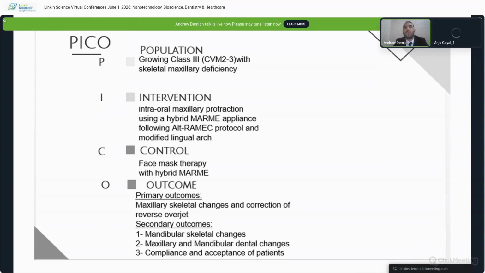Our population here has to be growing patients, usually cervical vertebral maturation stage 2 to 3. And we, of course, compared the intraoral versus the face mask. Our primary outcome was to see how much maxillary skeletal change there was and the correction of the reverse overjet. And the second outcome, which is the most important part, was to see the compliance of the patients and their acceptance of the protraction techniques.